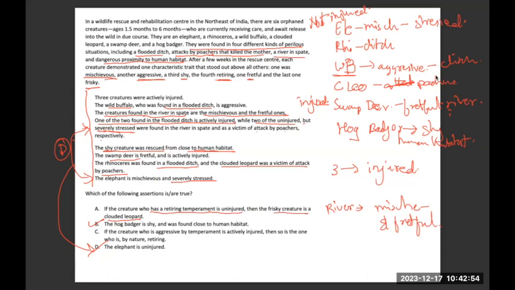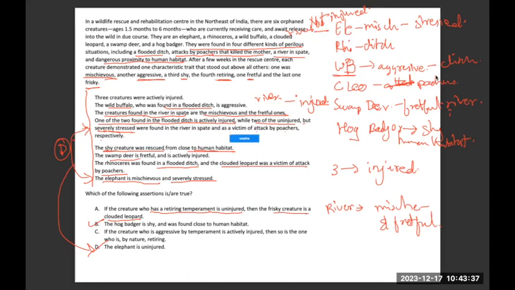Later on, it is also mentioned that the swamp deer is fretful and is actively injured, which means it is also found in the river. I'm just writing it here. And the elephant is mischievous and is severely stressed. It's not injured, but is severely stressed. So the elephant is also found in the river spate. I'm just writing it here, river spate.